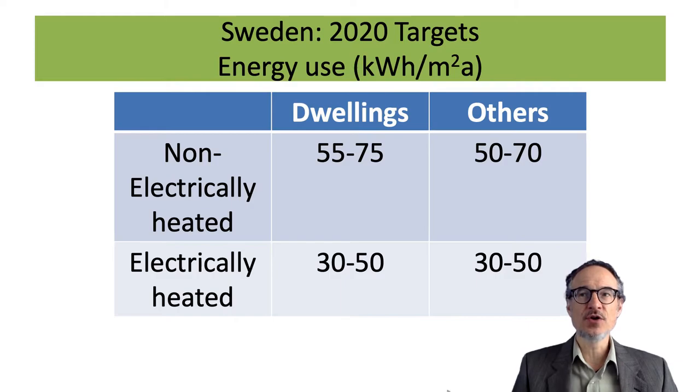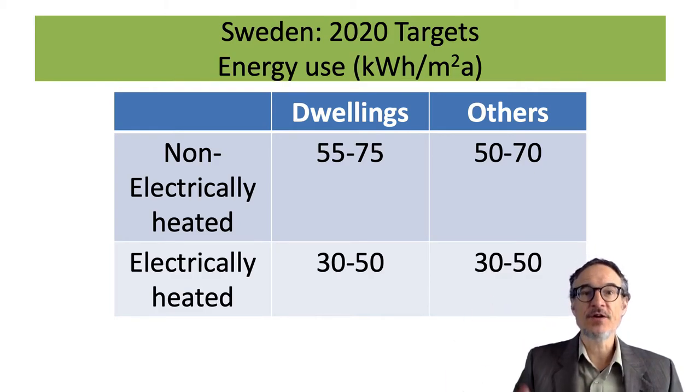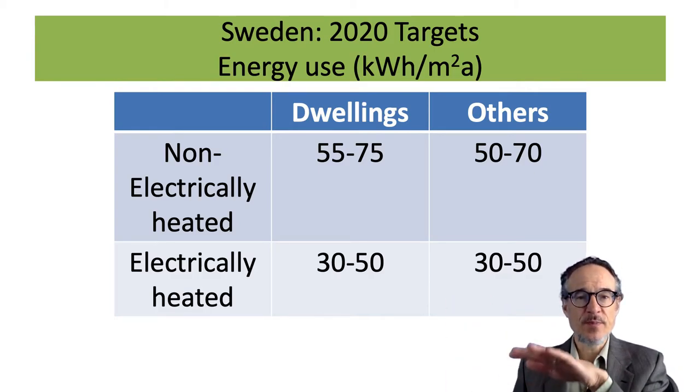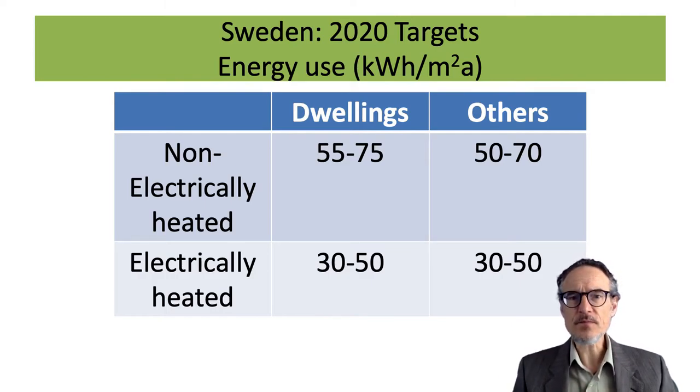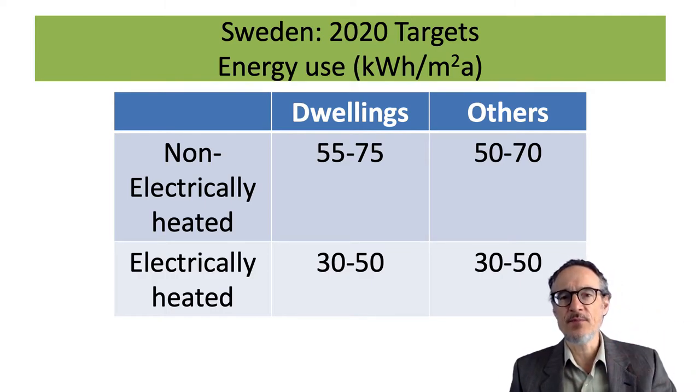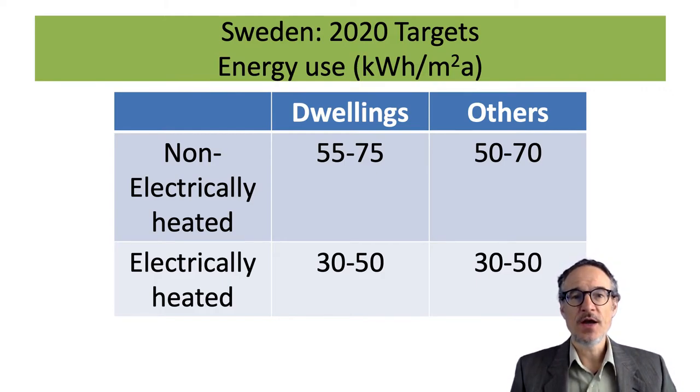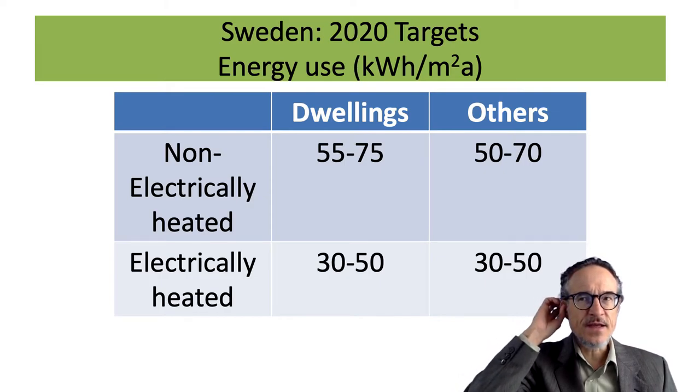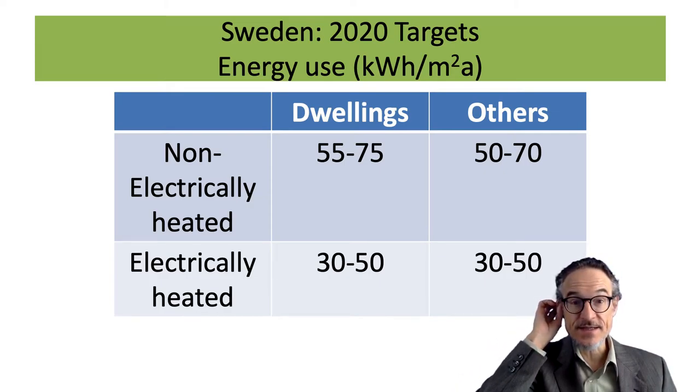Whether buildings are dwellings, where people live, or non-dwellings, for example, shops or offices, there are different standards. Of course, in dwellings, people live there the whole time, whereas in an office, you may only be there Monday to Friday, 9 in the morning till 5 in the evening. So the standards are slightly different. If they're electrically heated also, they could be different. With electric heating, they need to use less energy if the heating is electrical.